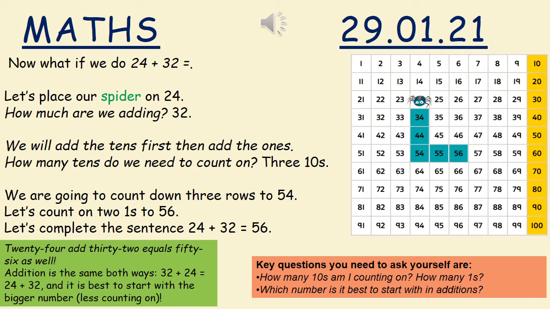We are going to count down 3 rows to 54. Now, let's count on 2 ones to 56. Let's complete the number sentence. 24 plus 32 equals 56. 24 add 32 equals 56 as well, you see.